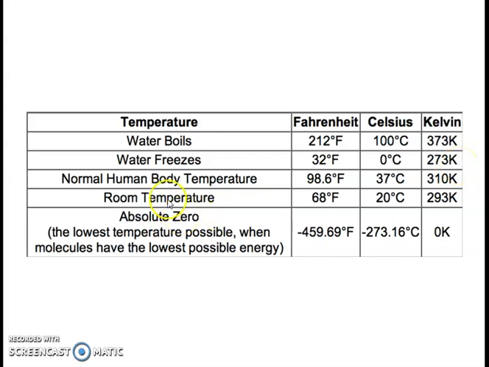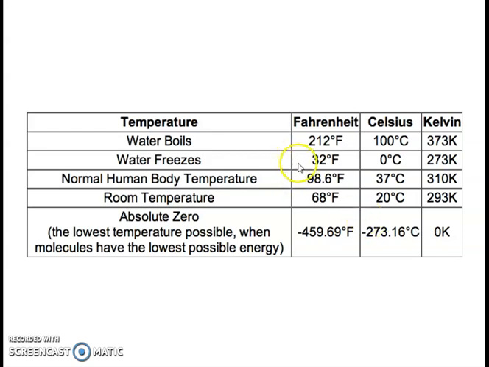The normal human body temperature in Fahrenheit is 98.6 degrees Fahrenheit. On the Celsius scale it is 37 degrees Celsius, and on the Kelvin it is 310 Kelvin. The room temperature and absolute zero on Fahrenheit, Celsius, and Kelvin are given here. Now the question comes, how do we know the value for a particular temperature scale? For that we should know the conversion from one scale to another scale.